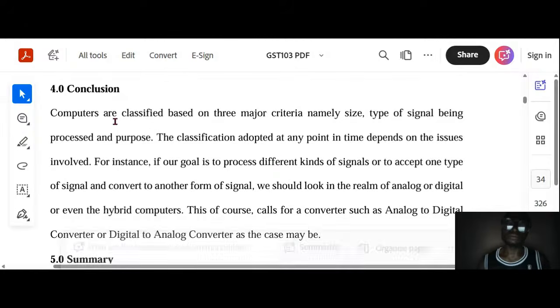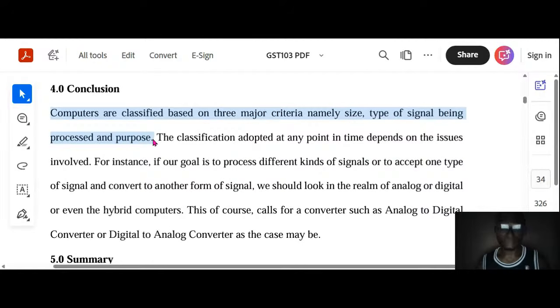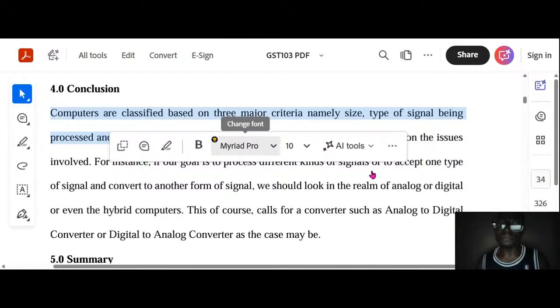Now, conclusion. Computers are classified based on three major criteria, namely size, type of signal being processed, and the purpose. The classification adopted at any point in time depends.